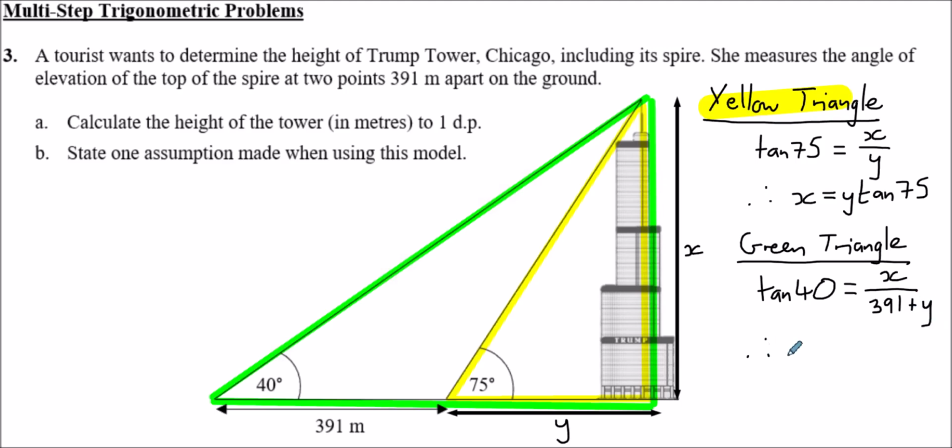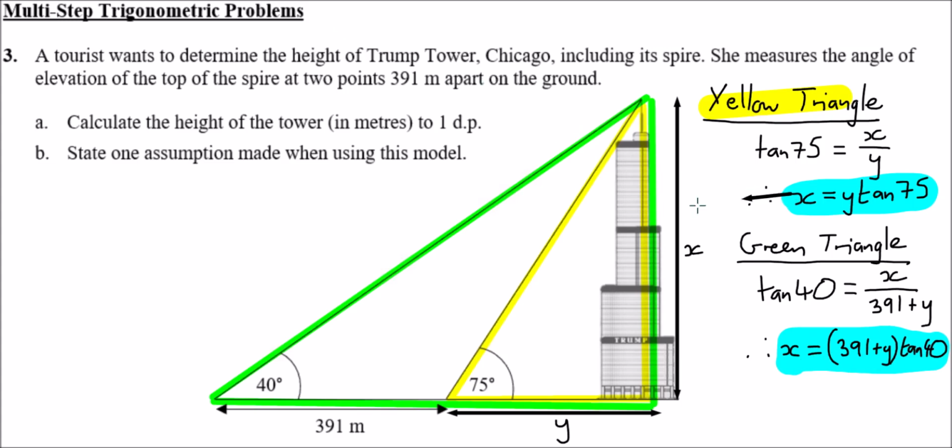So therefore, x is going to be 391 plus y multiplied by tan 40. So now what we have is two different equations, both involving x, both involving the height of the triangle. So what we're going to do now, I'm going to aim to pop these together.